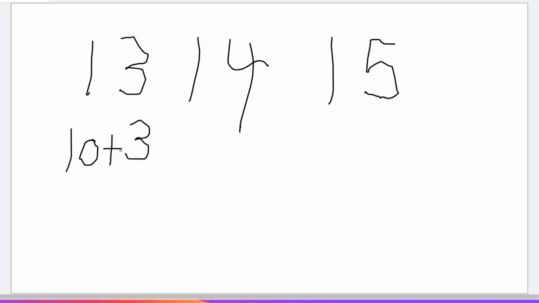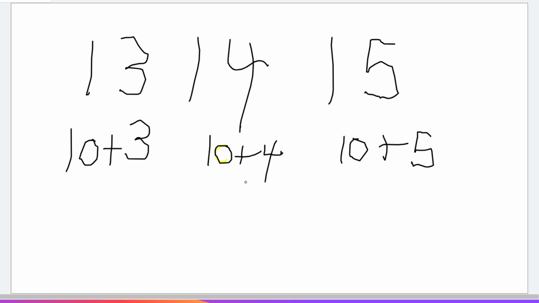So 10 plus 3 is 13, right? With 14, you might have guessed, you can break this number down into 10 and 4. 10 plus 4 is 14. And with 15, you could break this number into 10 and 5.